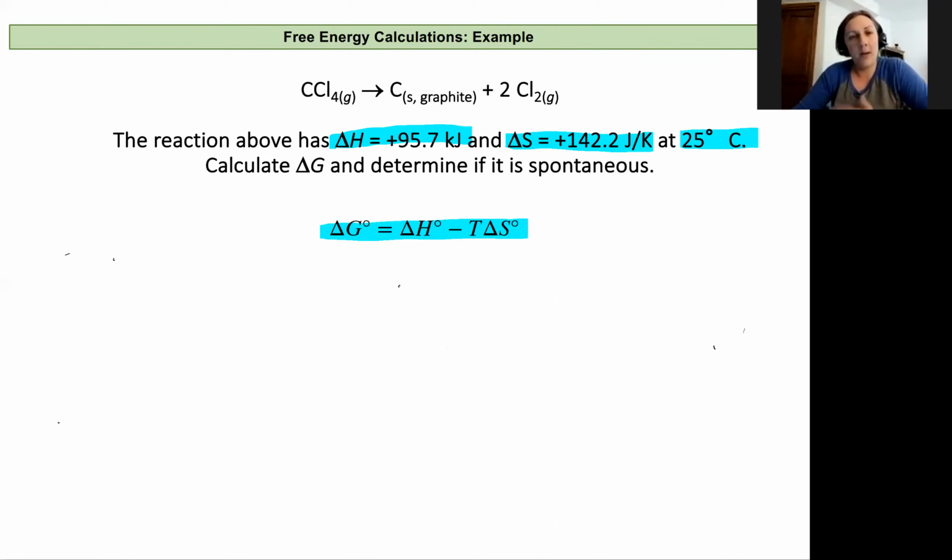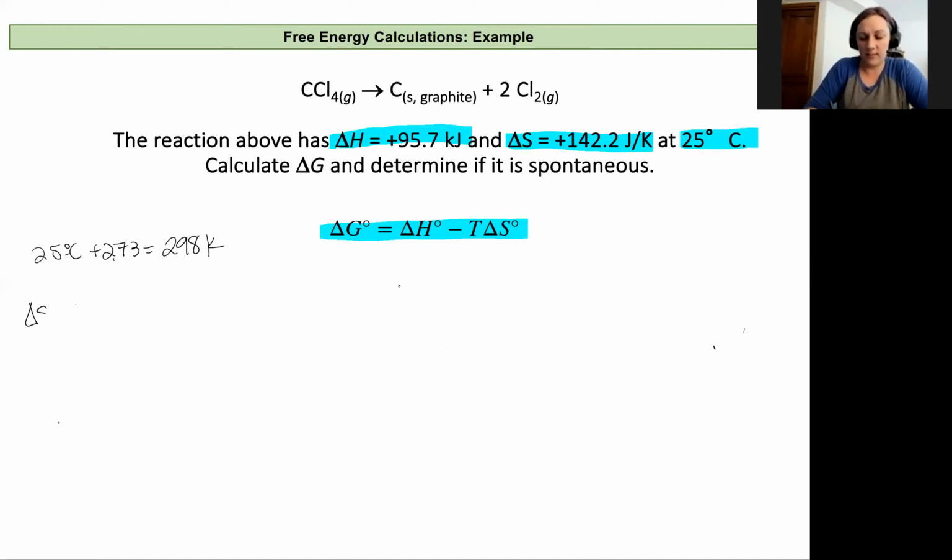The one problem I see initially is that my units don't match. So I need to do a few conversions before I directly plug into the equation, to make sure that all of my units for energy are either kilojoules or joules, and all of my temperature units are in Kelvin. So that 25 degrees Celsius, I need to add 273 to it to get 298 Kelvin. And then I can convert either my entropy into kilojoules per Kelvin or my enthalpy into joules. I'm going to choose to go with my entropy.